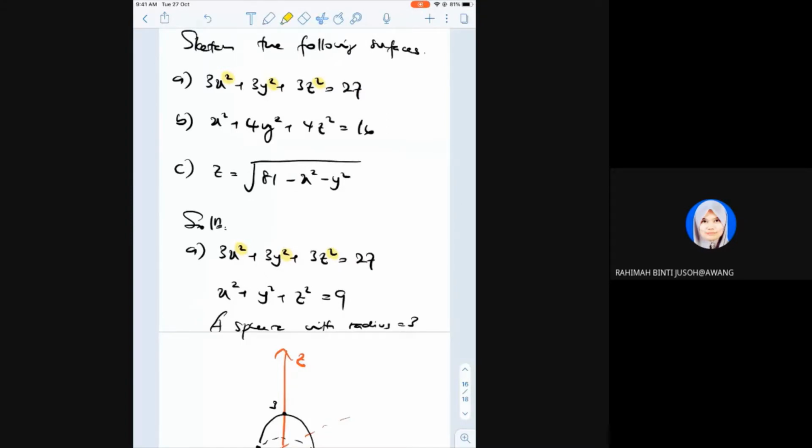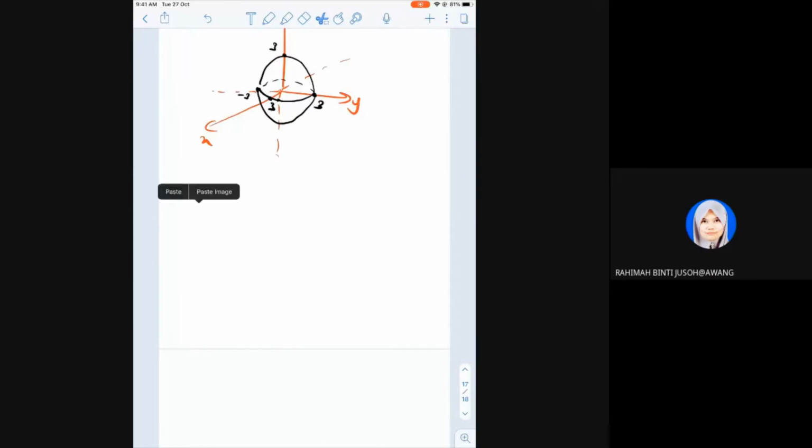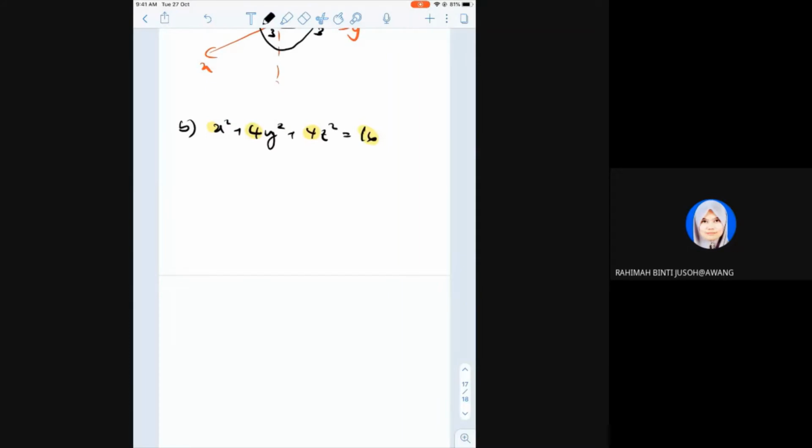And this one, yang B ni dia tak sama tau. You tengok eh, coefficient dia tak sama. Sini 4, 16, sini 1. So, it will be an ellipsoid nama dia. Ellipsoid. Okay. Copy. Paste. Okay, so if we rearrange this, bila ellipsoid, it's better for you to put this this way lah. Over 16 plus y squared over 4 plus x squared over 4 equals to 1.